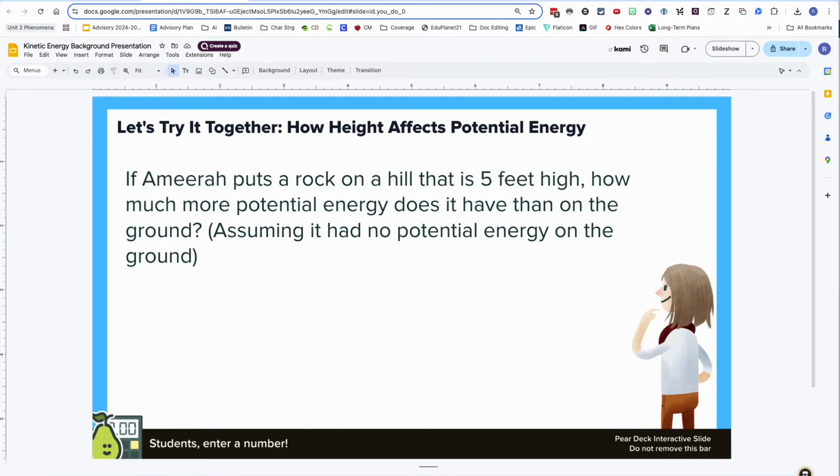Let's try it together. How height affects potential energy. If Amira puts a rock on a hill that is 5 feet high, how much more potential energy does it have than on the ground, assuming it had no potential energy on the ground? Write your response in the space below.